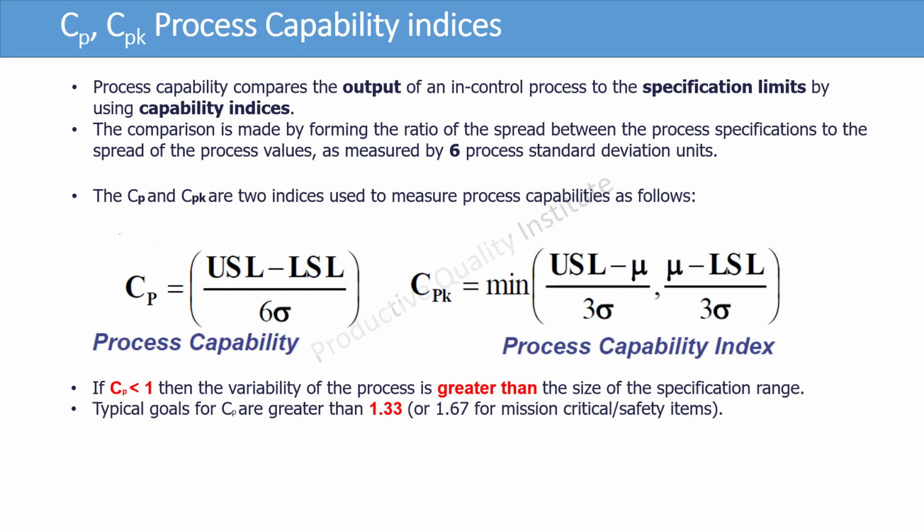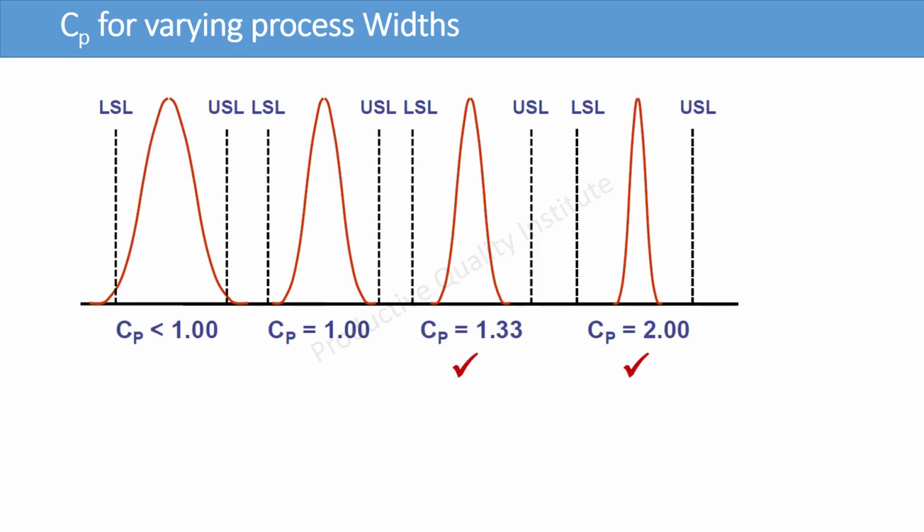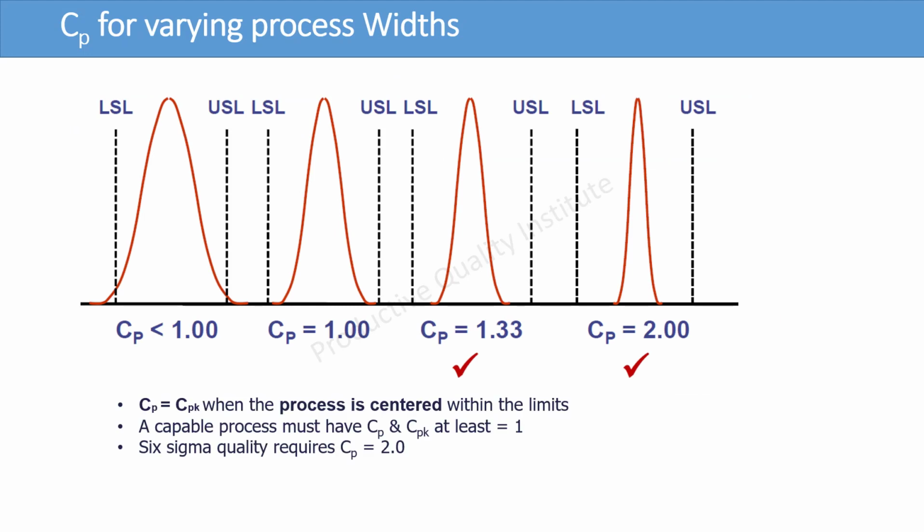If process capability is less than 1, then the variability of the process is greater than the size of the specification range. Typical goals for process capability are greater than 1.33, or 1.67 for critical mission and safety items. When the process is centered within the limits, then CP is equal to CPK. A capable process must have CP and CPK at least equal to 1. However, Six Sigma quality requires that CP be equal to 2.